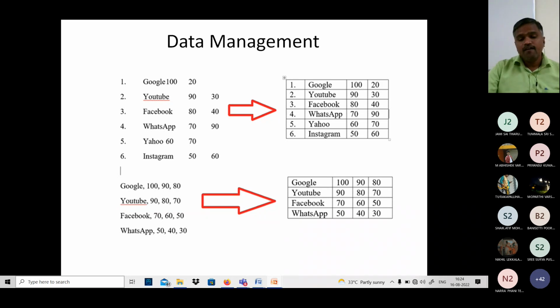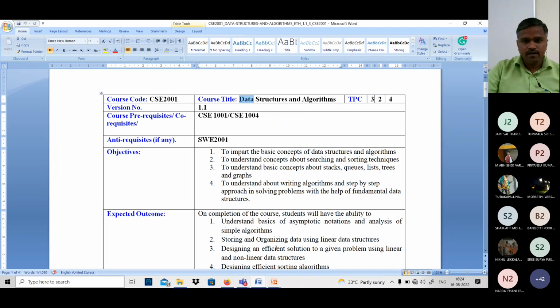I hope you understand what the data is, and what the data structure is. Now, to arrange this, we need to write algorithms, and the algorithms have to be written step by step. All these things come under this course, data structures and algorithms. So what is the definition of data structures?